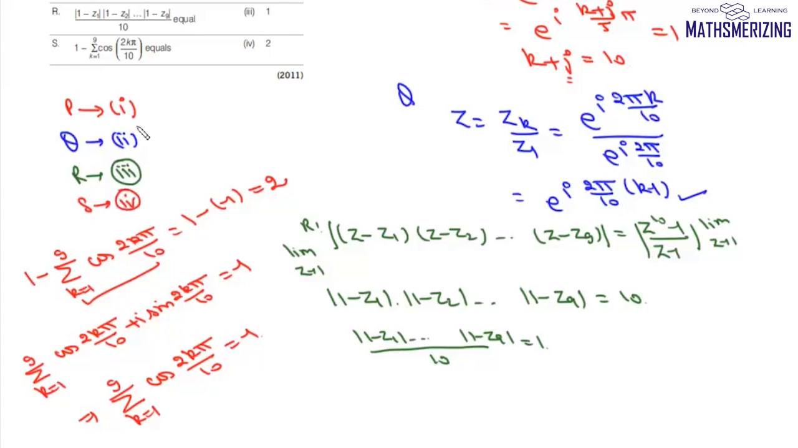So the answer to this question is P matches with 1, Q with 2, R with 3 and S with 4.